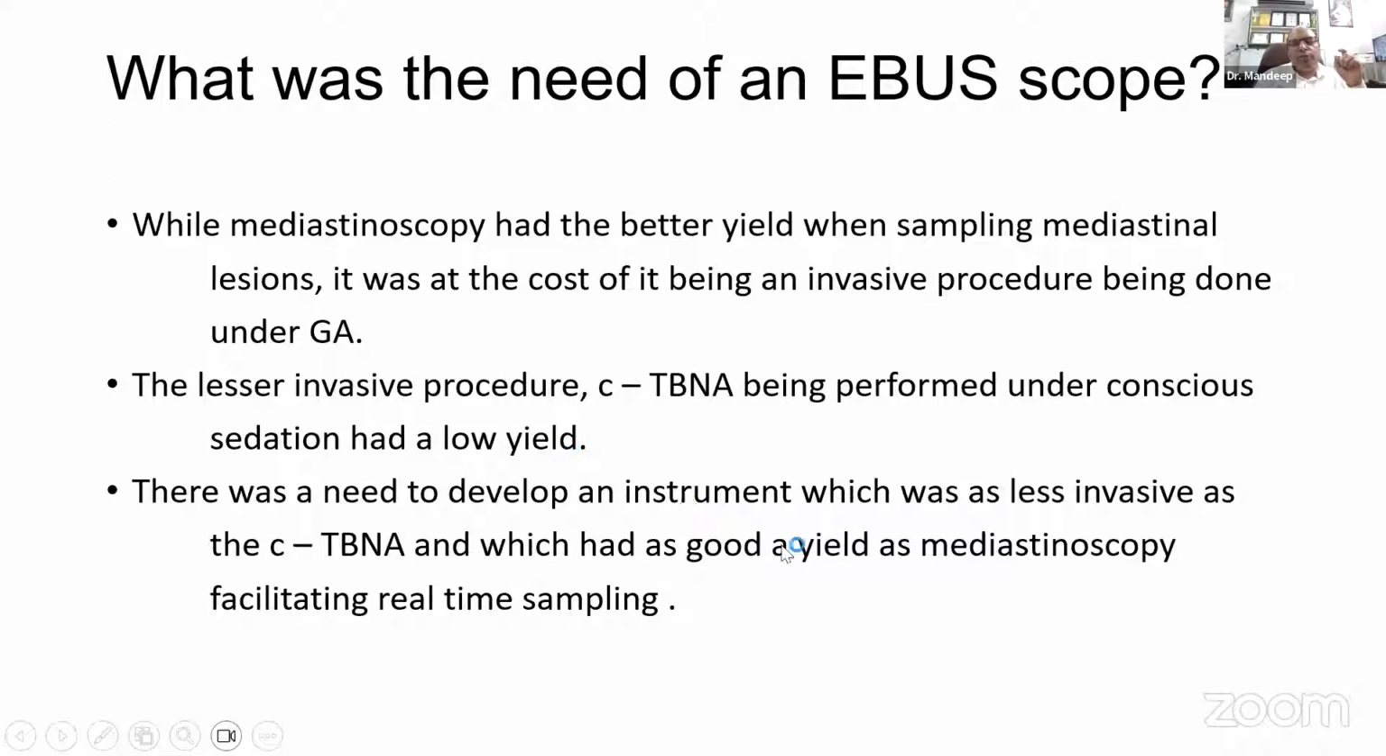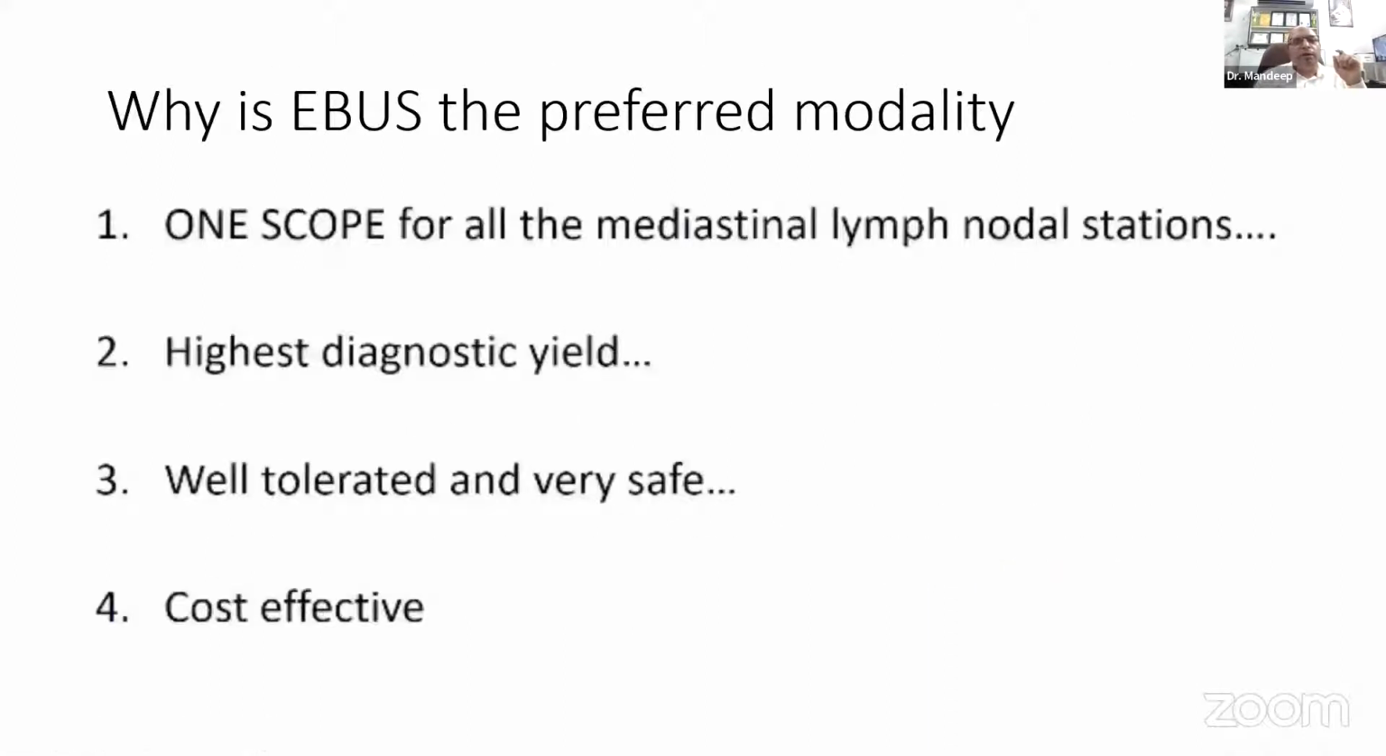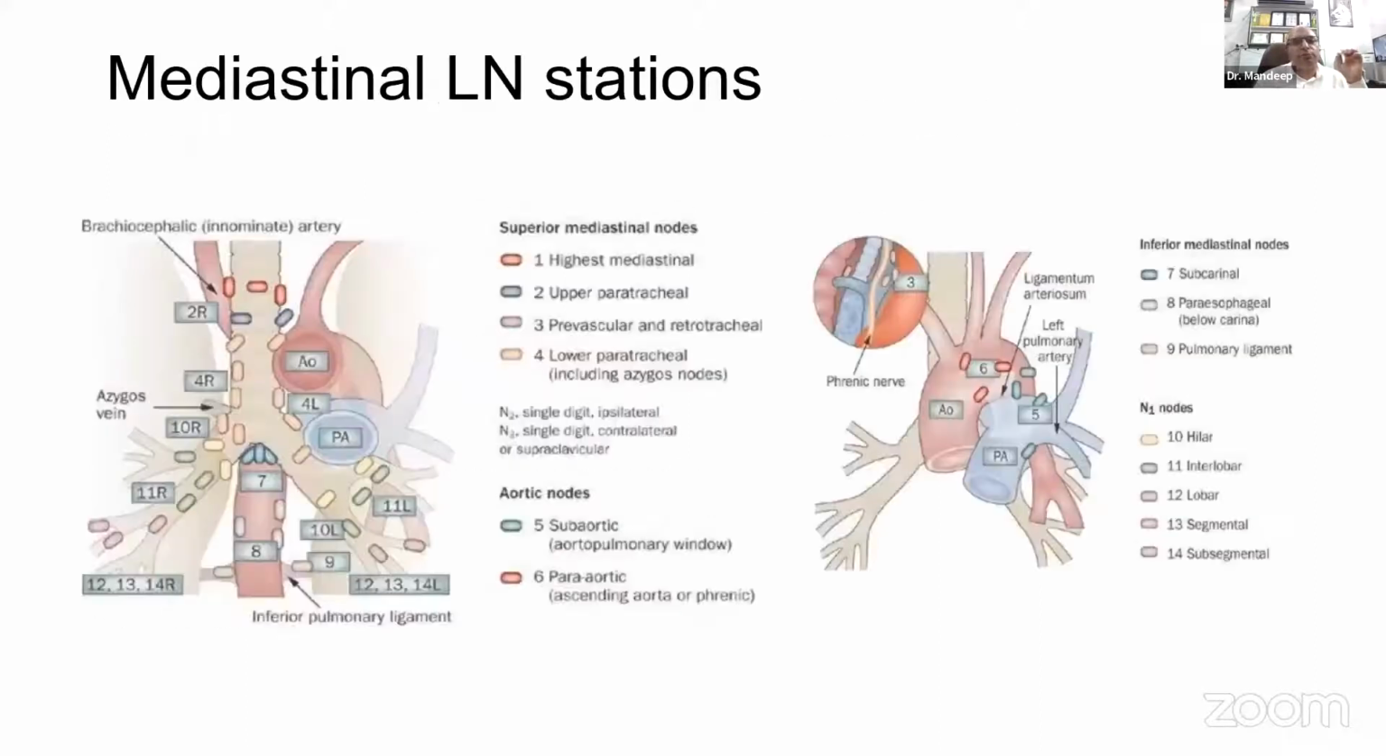There was a need to develop an instrument which was as less invasive as conventional TBNA, and which had as good a yield as mediastinoscopy, facilitating real-time sampling. So EBUS is the preferred mode for this. There is one scope for all mediastinal lymph node stations, highest diagnostic yield, well tolerated, very safe, and cost effective also, as compared to mediastinoscopy.